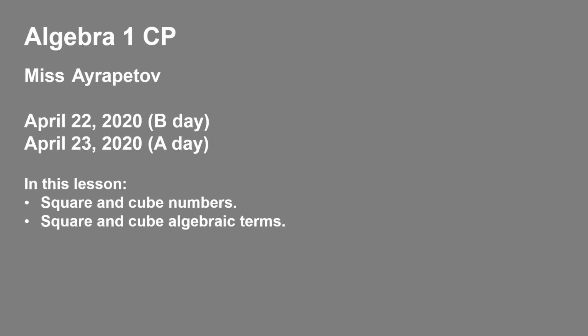In this lesson, we're going to review the concept of square and cube numbers. It's just a type of number, like even or odd, positive or negative. We actually already talked about it once, but I'm going to remind you what a square number is and what a cube number is. And since we're extending things from numbers to polynomials, we're going to review square and cube algebraic terms.